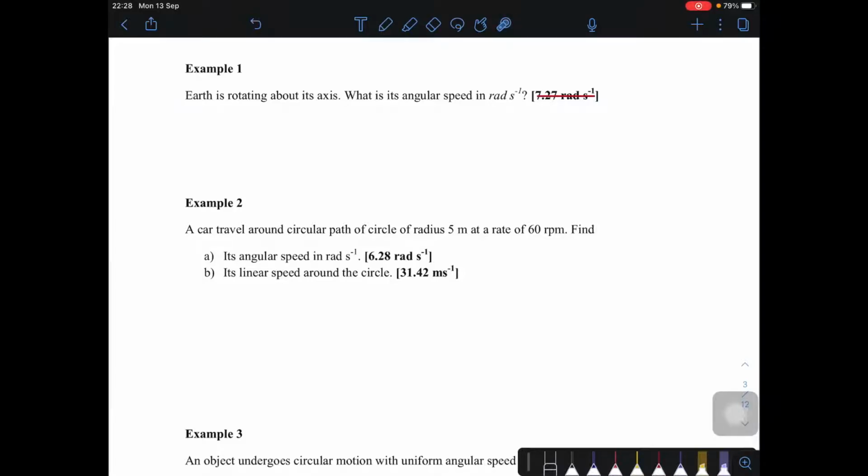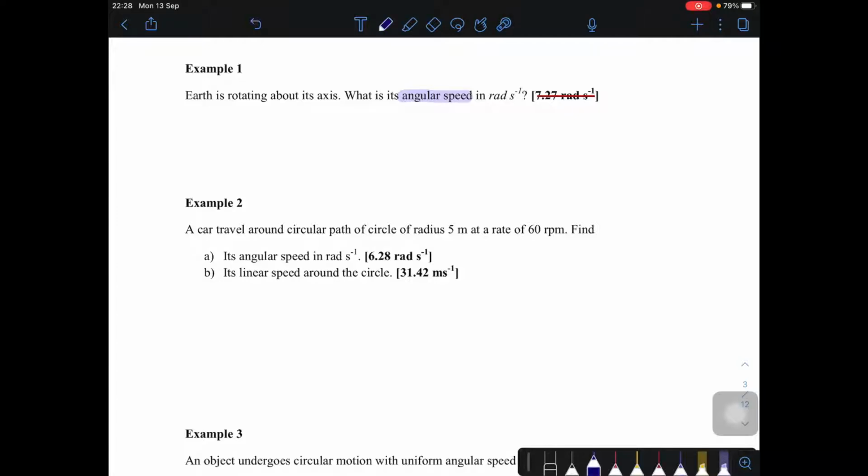Okay, let's look at example 1. Earth is rotating about its axis. What is its angular speed in radian per second? Okay, so we need to calculate the angular speed of the Earth.